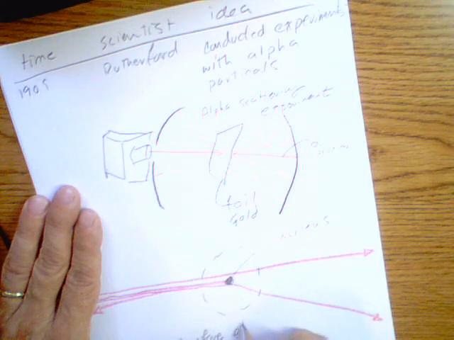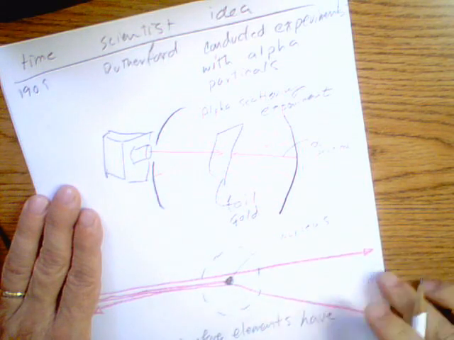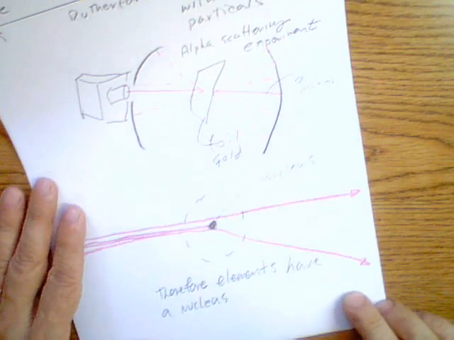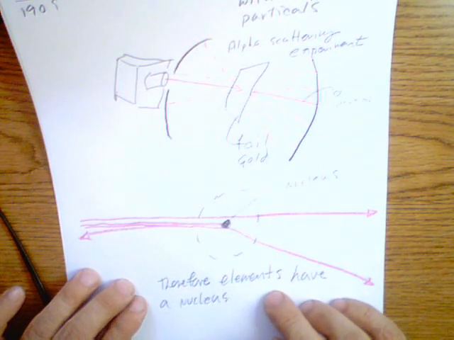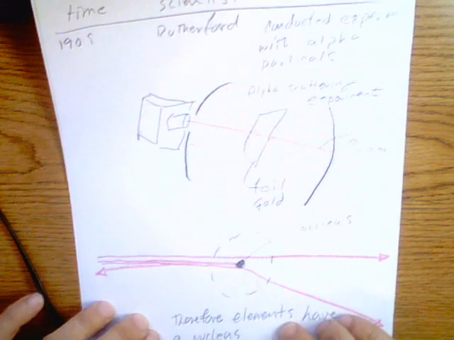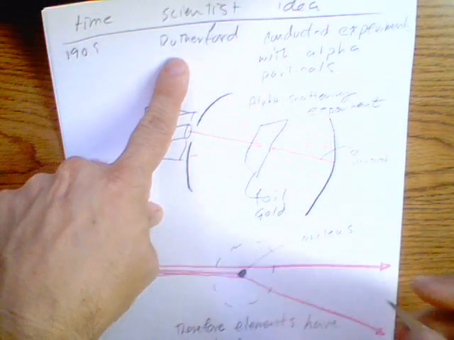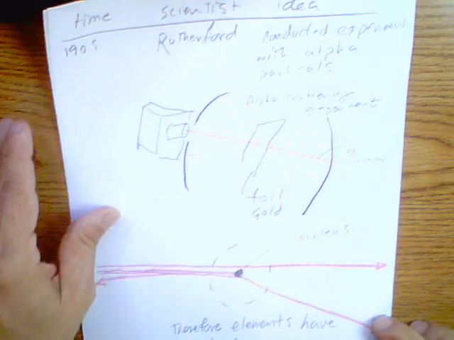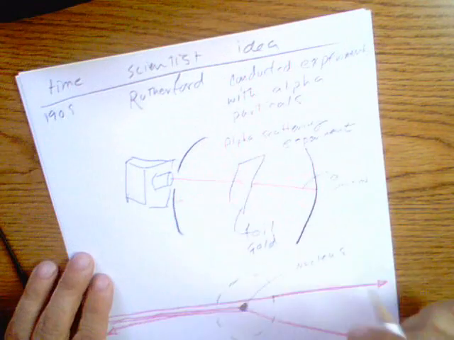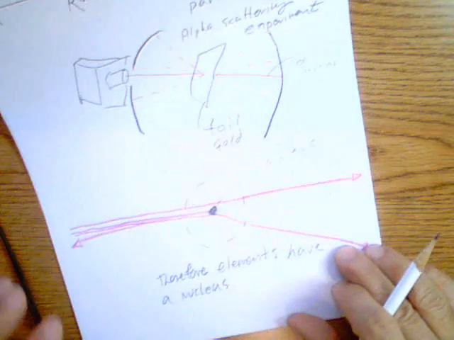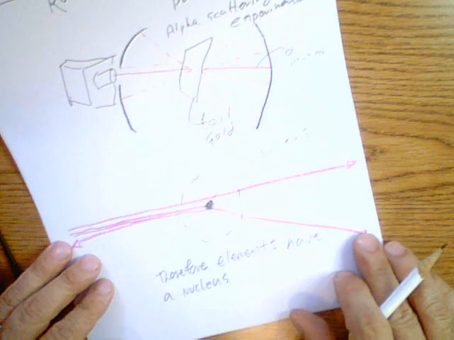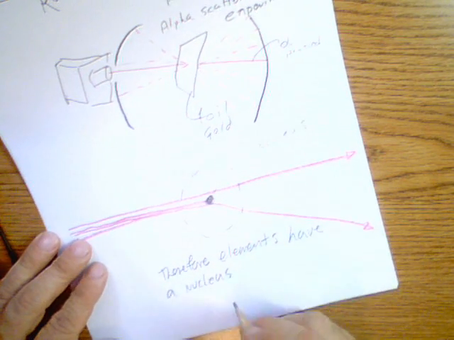Therefore, elements have a nucleus. So, great test question. Who was it that first proved that there was, in fact, a nucleus, that the elements have a nucleus? Rutherford, of course. Rutherford is responsible for that. Right? And how did he do it? He did it using his alpha scattering experiment. He shot some gold foil with some alpha particles, and they came flying back.